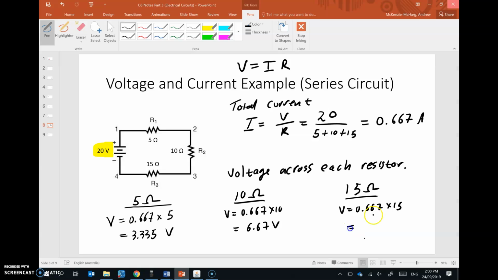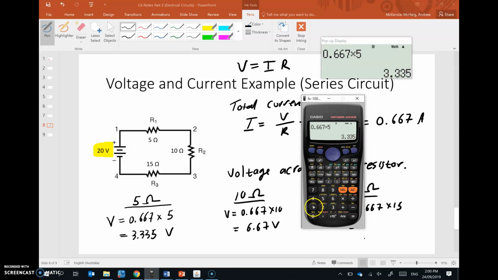So the current through each of these resistors is the same. It's just that their resistance is different. So the 15 ohm resistor is going to get the most voltage out of the three. You can see that the 10 ohm resistor got twice what the 5 ohm resistor is getting. The 15 ohm resistor will get more again. 0.667 times 15 is 10.005.